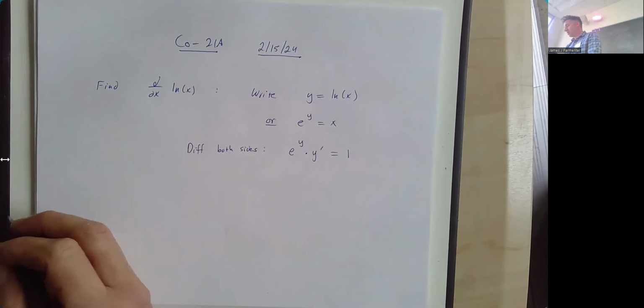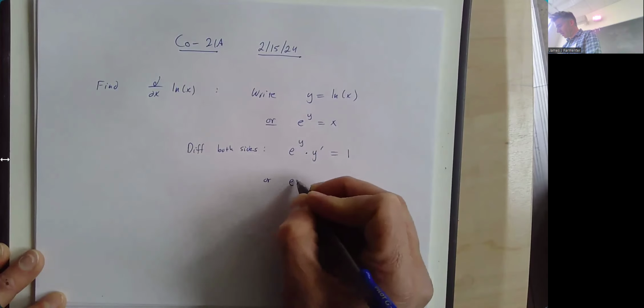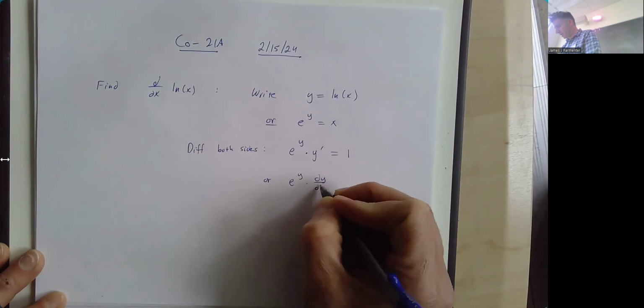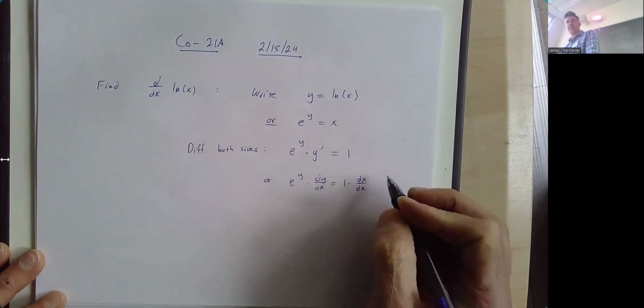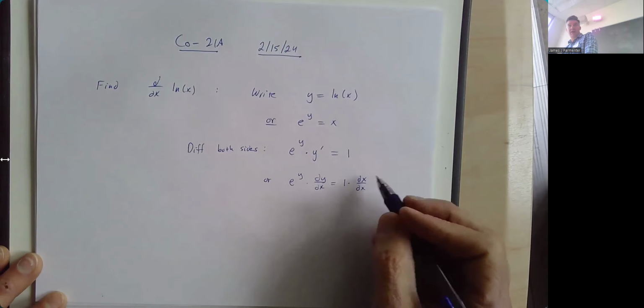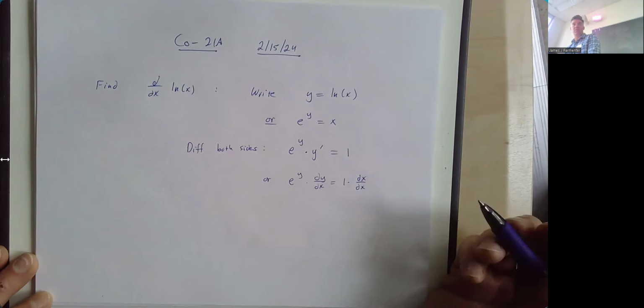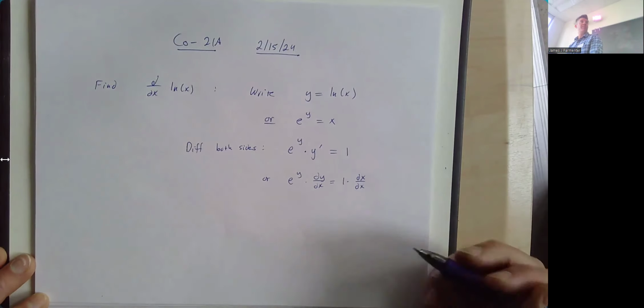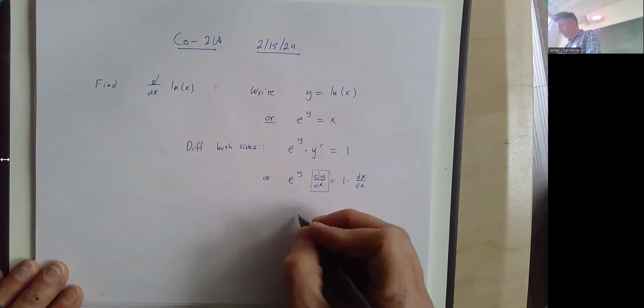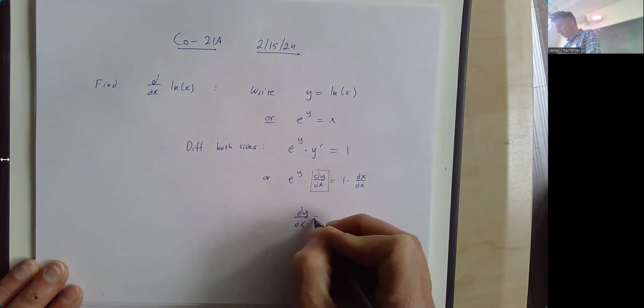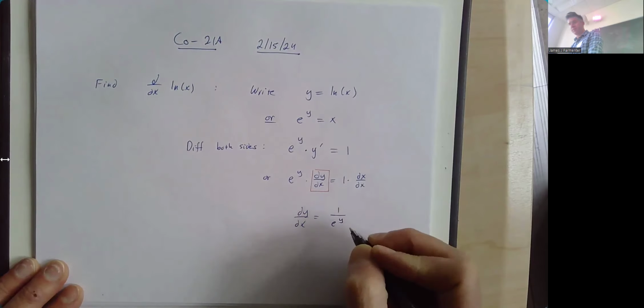If you really like, you could have written this as e to the y times dy dx equal to 1 times dx dx. The reason we're not writing anything else there is that dx dx is just 1. There's no chain rule to use there because the variable is the variable that we're differentiating with respect to. Then to solve for dy dx, I'm going to divide both sides by e to the y, so that dy dx is equal to 1 over e to the y.